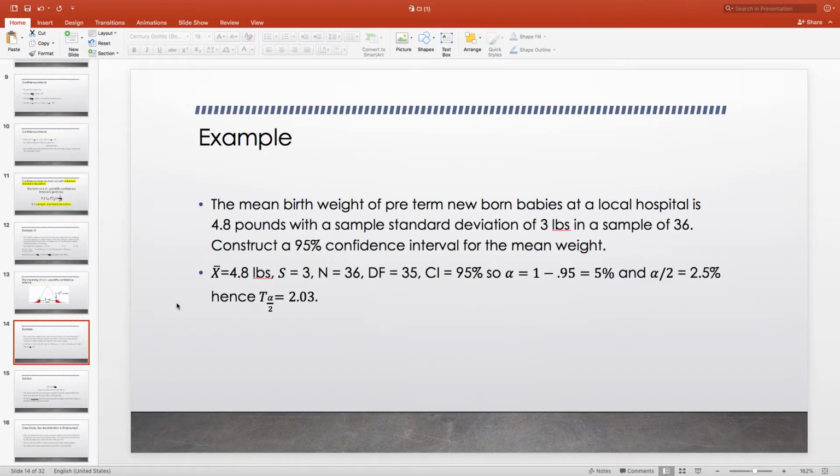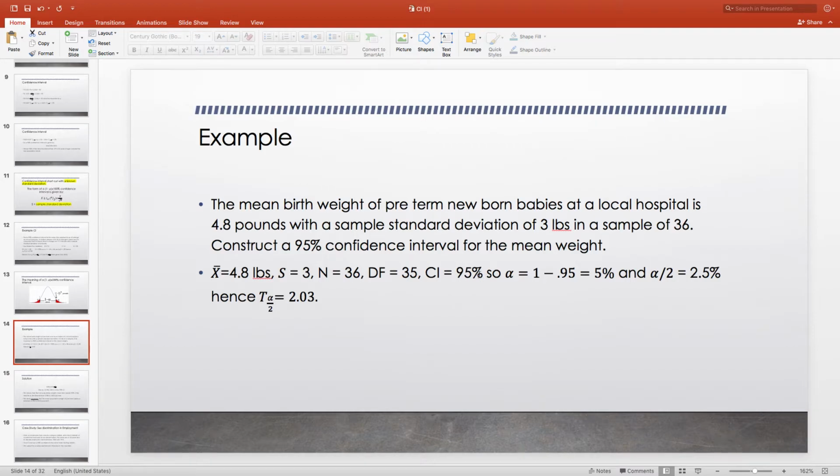Let's do another example here. Okay. It says the mean birth weight of preterm newborn babies at a local hospital is 4.8 pounds with a sample standard deviation of 3 pounds in a sample of 36. Let's construct a 95% confidence interval for the mean birth weight. Okay, so we have the variables that we know. We know x bar is 4.8, s is 3 pounds, n is 36, so degrees of freedom is 35.